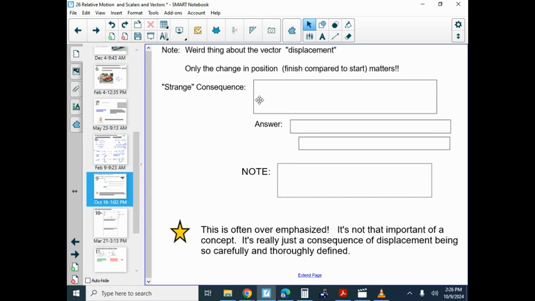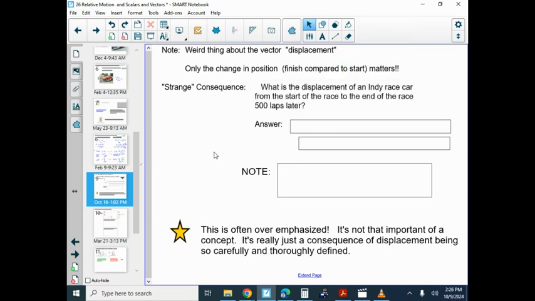Start compared to finishing. A strange consequence would be, what's the displacement of, say, an IndyCar race car? I have a friend who's actually at Talladega right now enjoying all the races, wherever the heck that is. I'm not a big race fan, but he's into it. He's a fellow Jeeper, but also into fast cars as well.